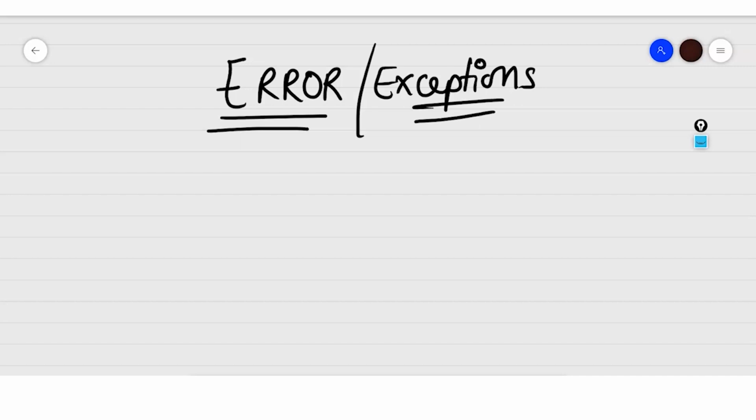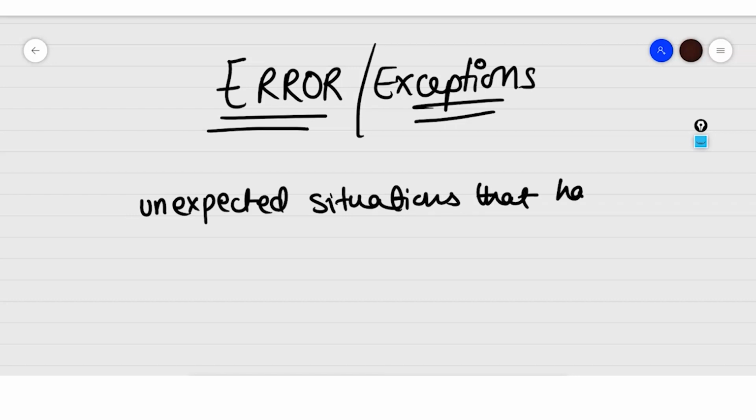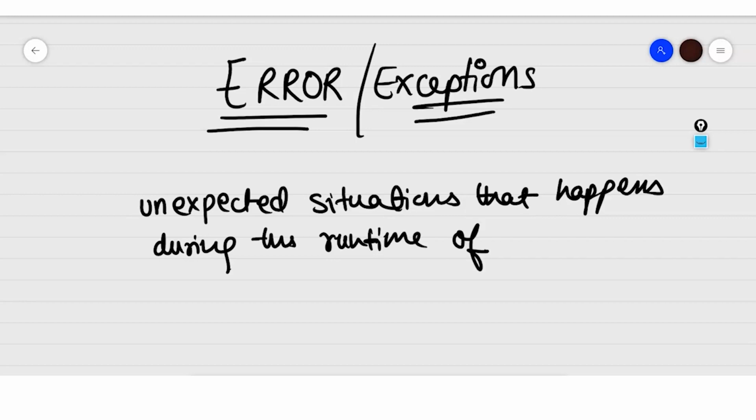Errors or exceptions are unexpected situations that happen during the runtime of the program. Unexpected situations that happen during the runtime of the program. These are what exceptions are.